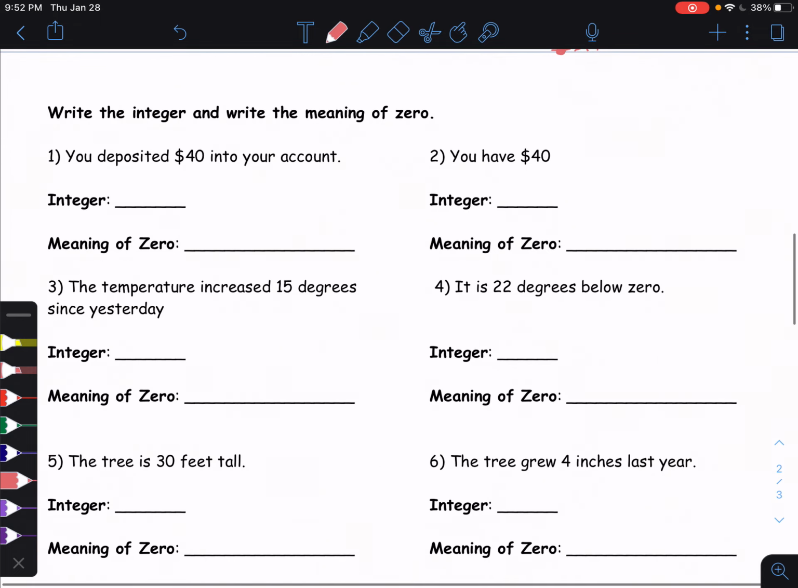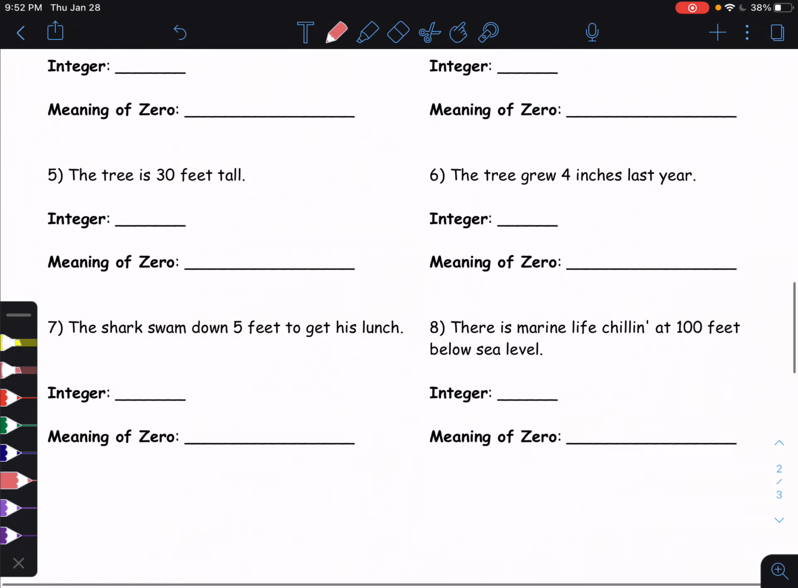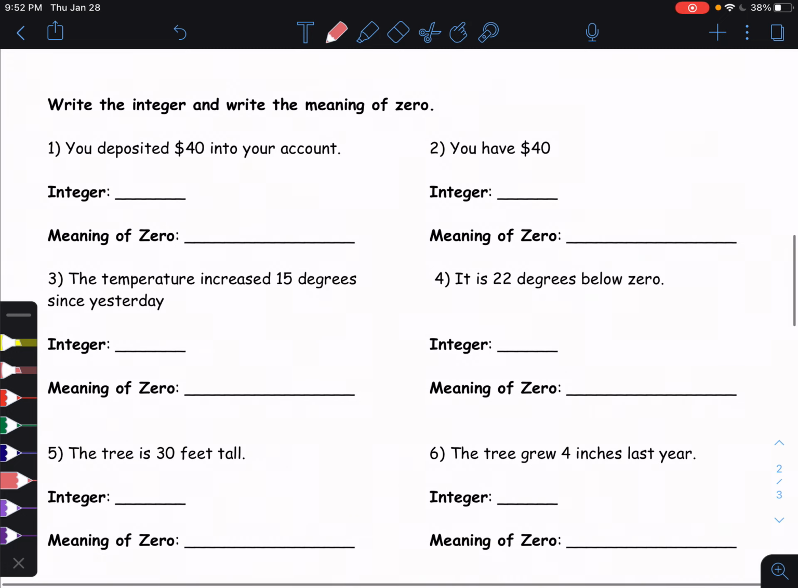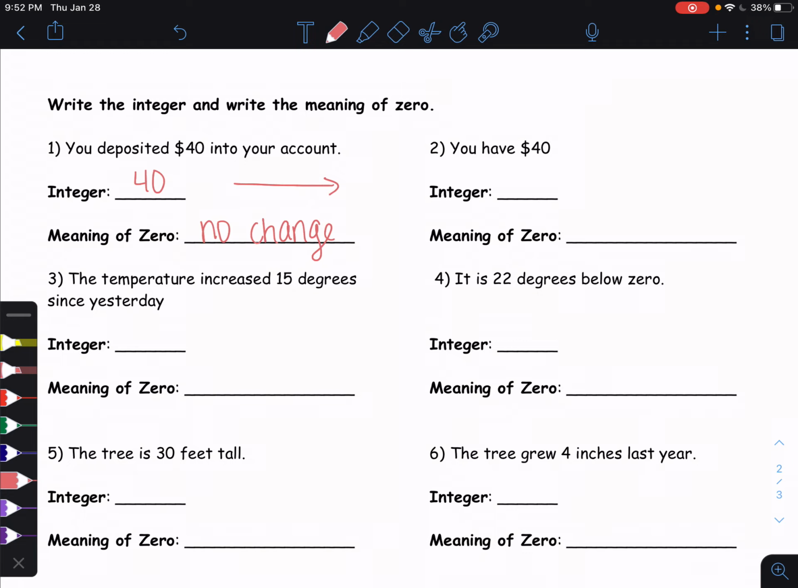The back side of this is going to be your homework. It just gives you a bunch of situations. And what it wants you to do is write an integer. So for example, if I deposited $40 into my account, an integer would be $40. And the meaning of 0 in this situation is going to represent no change. And again, if I think of this in terms of a number line, and this is 0, this is going to be my deposit. This is a withdrawal. So what does 0 represent? That nothing in my account is changing.